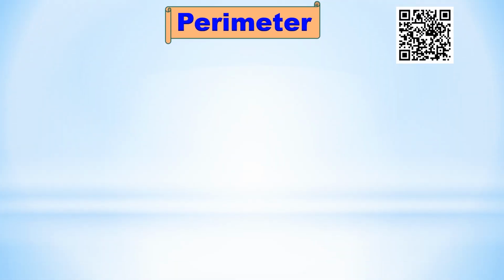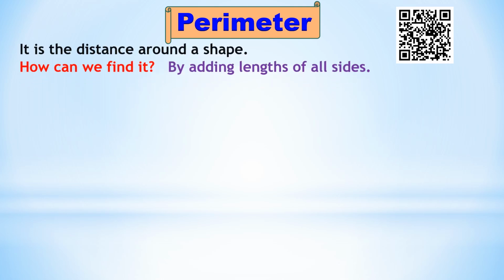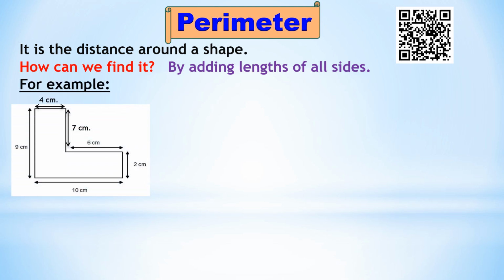Let's see how to find the perimeter in our mathematical problems. We said perimeter is the distance around the shape. So how can we find it? By adding the lengths of all sides. How to get it? Let's see an example. If we have this shape, I want to find the perimeter for it. So I will start from the side which is 9 centimeters and move.